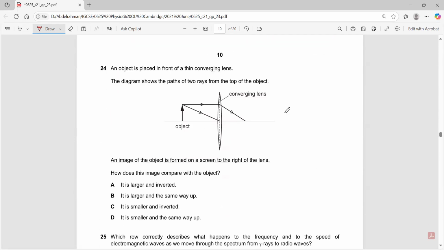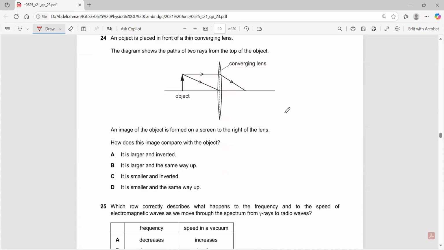An object is placed, okay, in front of a thin converging lens. Diagram shows the path of the light of two rays. An image is formed. How does this image compare with the object? If the image is formed on the other side, okay, it would be inverted. So I'll cancel out B and D.